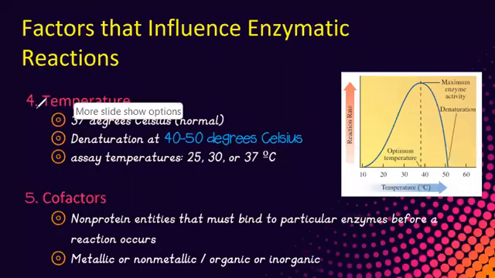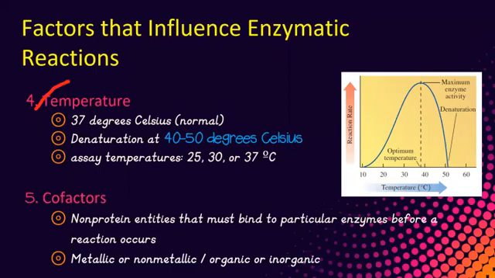Another factor is our temperature. 37 degrees, or body temperature, is the normal active temperature where our enzyme can do its activity. But if it reaches 40 to 50 degrees Celsius, it will start to denature. Increasing temperature, of course, will increase the rate of chemical reaction, but if it goes beyond the required temperature, it will undergo denaturation.